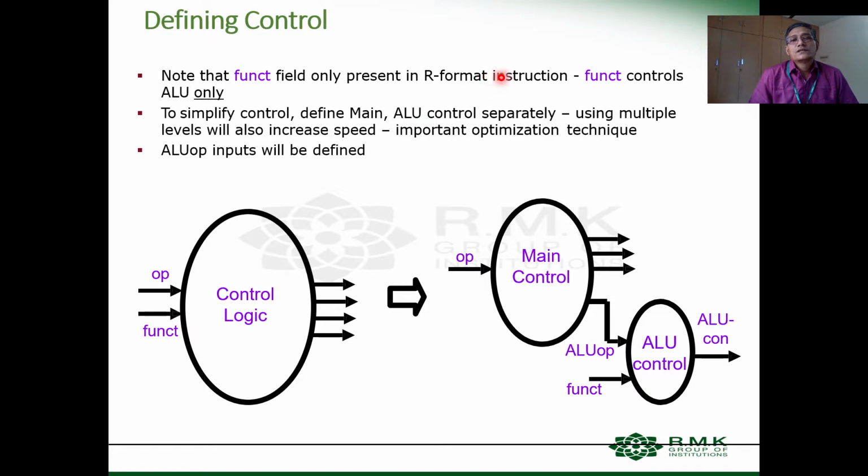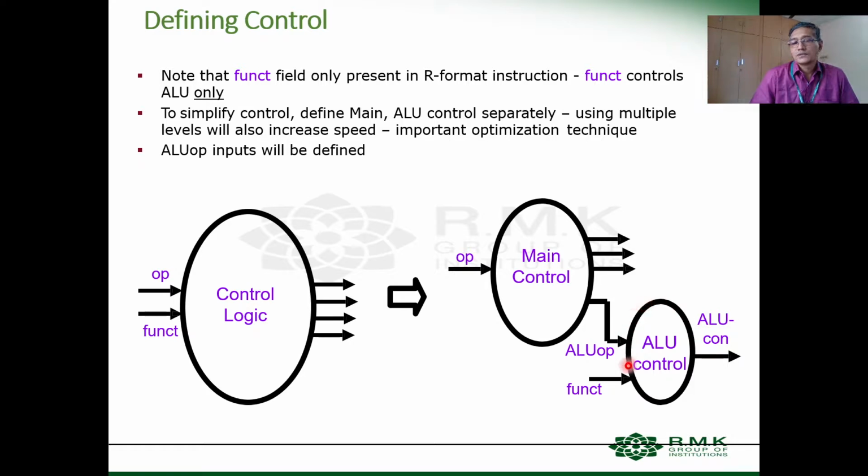For R format instruction only the function field will be present. To simplify further, we are going to define another control unit called the ALU control unit. Instead of the function field being given directly to the control logic, only the opcode will be given as input to the main control unit.